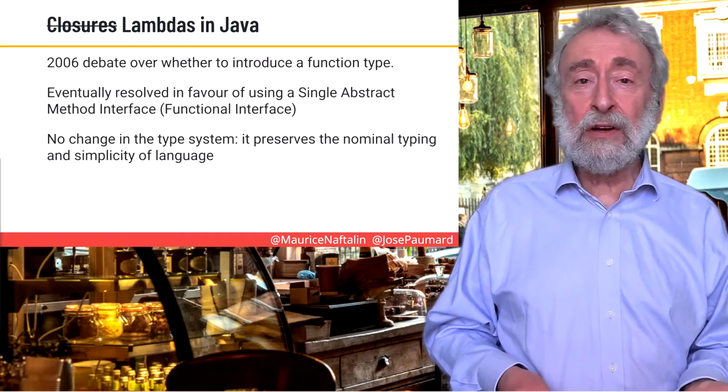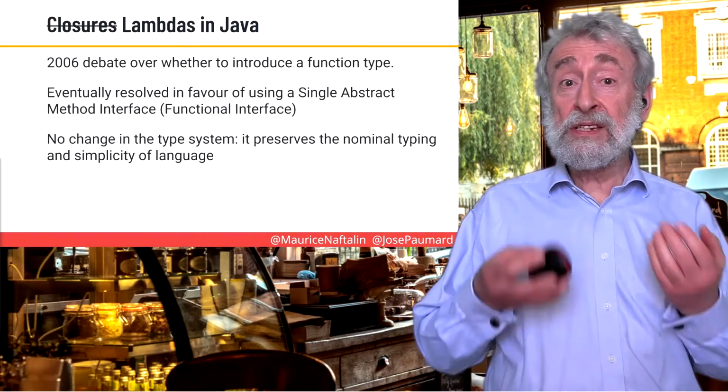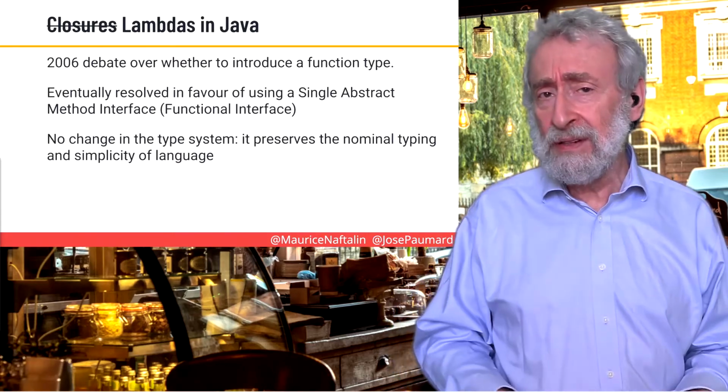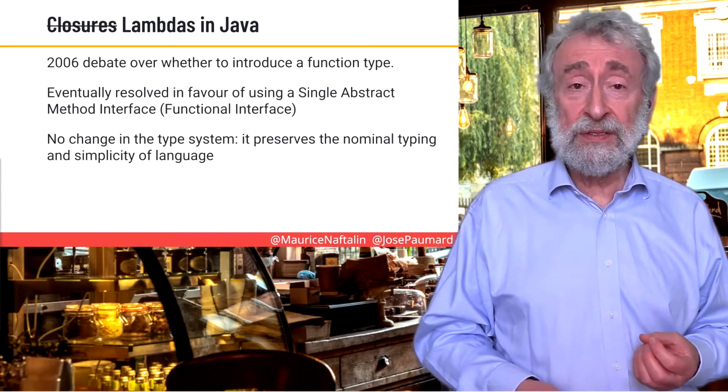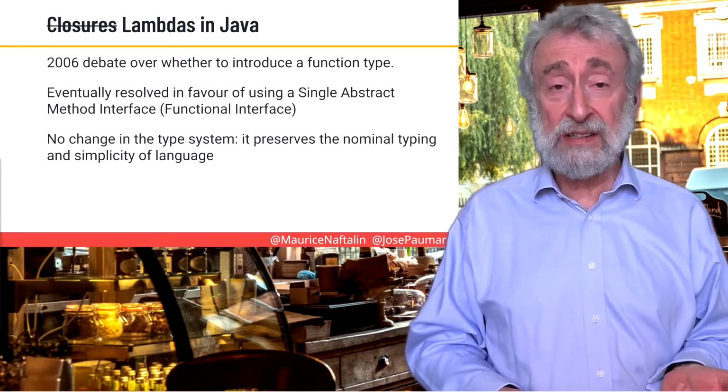Now, I call it a hack, but it's quite an elegant hack. And it's got a big payoff because it allowed functions to be introduced into the language without a massive upheaval. And it worked very well from that point of view. So Java 8 and lambdas was one of the biggest successes that Java has had.